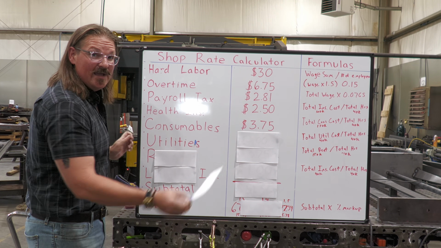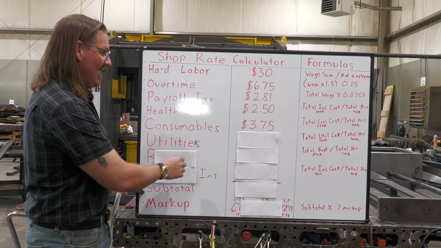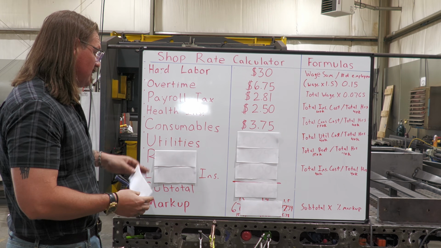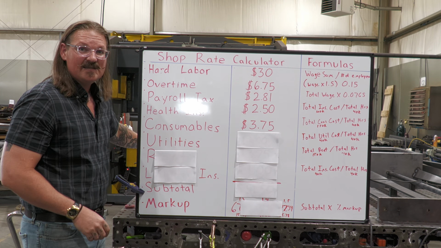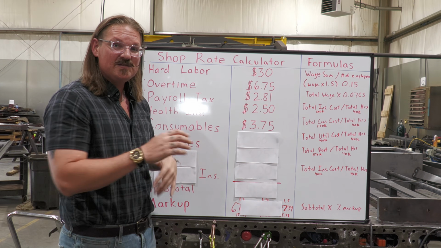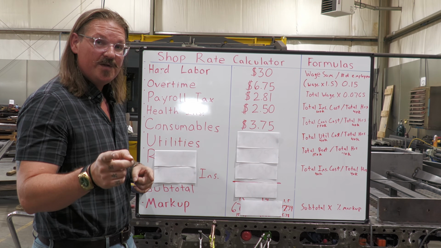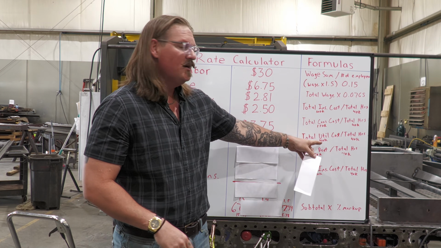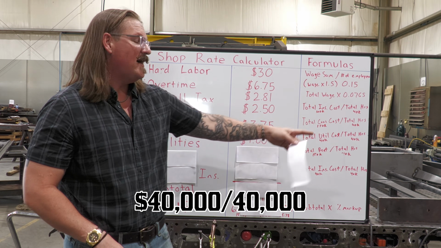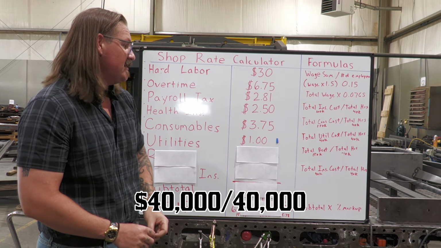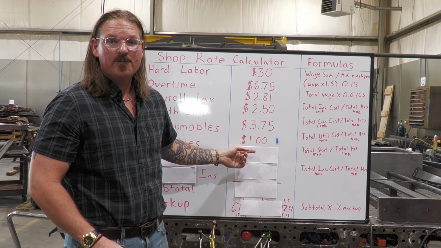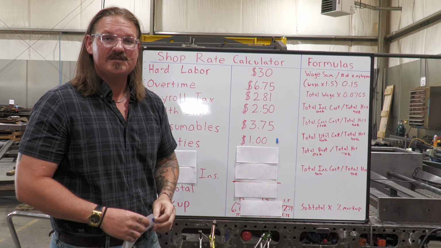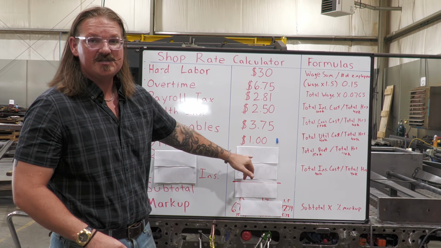Next up, we have utilities. And by now, you guys are seeing the math isn't that crazy, right? It's really straight up and down, easy stuff to keep track of, but you are going to have to do some digging in your own business to come up with your own numbers. So we took our total utility cost, which is about 40 grand last year, divide that by 40,000 hours we worked, and we get $1 an hour worth of electricity consumption for every single hour we're working down here in the shop. So make sure you've got your electricity covered.